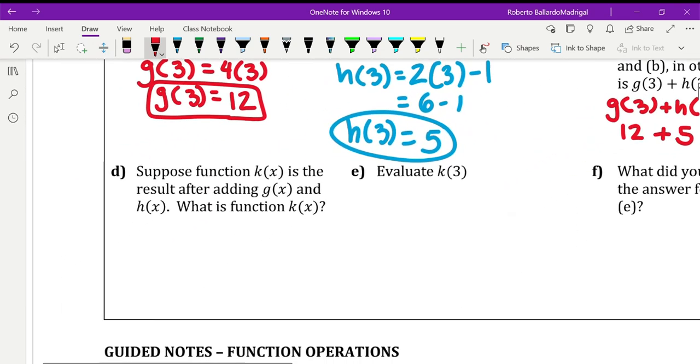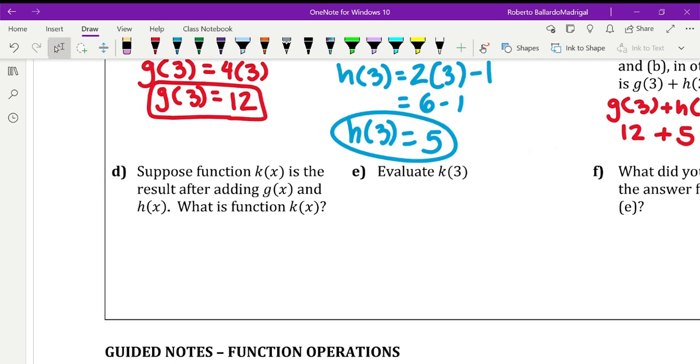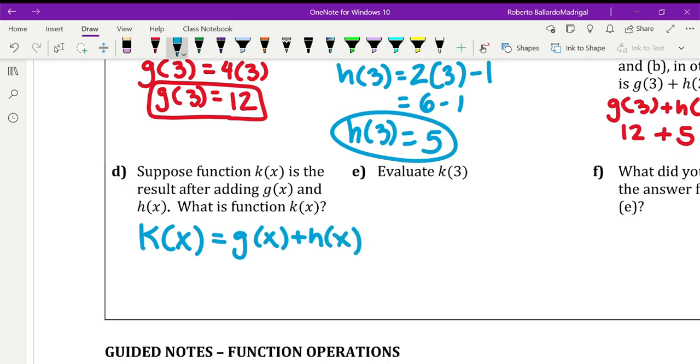Then we move on to D, and a lot of people are asking me about D. They're like, what does this mean? Because we don't have a specific input, our input is in terms of x, you're going to leave the equations how they are, meaning you're not going to change the x's with anything. So if we are introducing a new function, k of x, that is the sum of g of x plus h of x, then we're going to replace g of x with its respective equation and h of x with its respective equation. So we're going to get something like this.